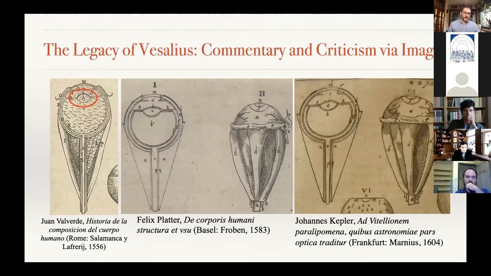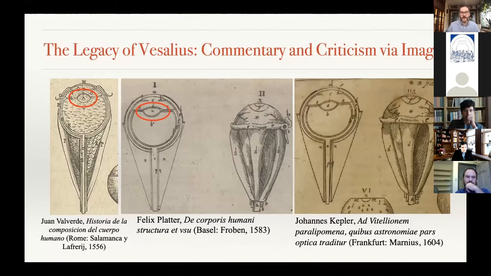Here we have Valverde. In the text, Vesalius is somewhat criticized, and the location of the crystalline humor is moved up from the center of the eye, both in the text and in the image. But then in Felix Plater, you get a changing of the shape of the crystalline humor, which is not remarked upon in the text, that it is indeed a criticism of anatomists that came before him. So this sort of criticism is in a sense purely visual. And this commentary, this adjustment, is purely visual in a certain sense.